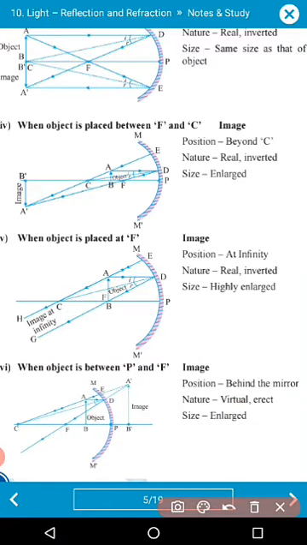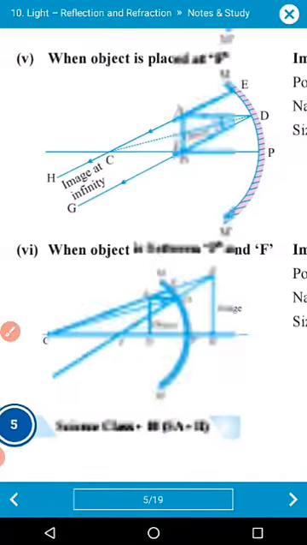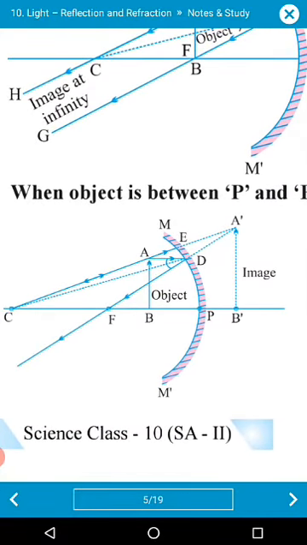The image is forming behind the mirror, the size is enlarged, and the nature of the image changes, because the image is virtual and erect. So this is the exceptional case. Fine. Let's understand this case very sharply. See, I am putting my object between F and P.